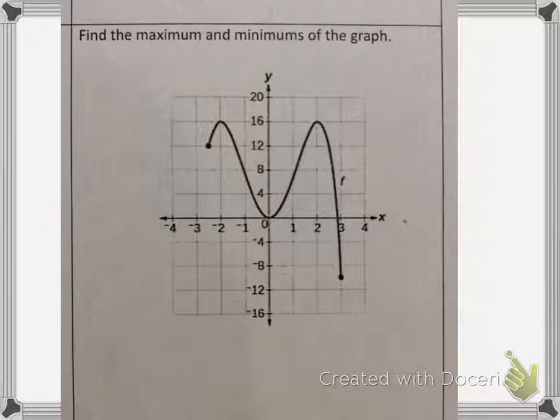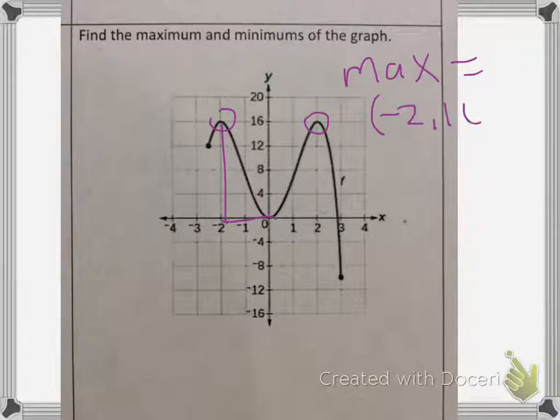Okay, find the minimums and maximums of the graph. It's okay for there to be more than one minimum or more than one maximum. You can have a minimum and a maximum. So if we're actually looking at this, we can see that there are two tops of the mountain. So we know we have two maximums, which is awesome. It's totally fine. So let's just list those as ordered pairs. I went over -2 and up 16 for my first one, and over 2 and up 16 for my second one.